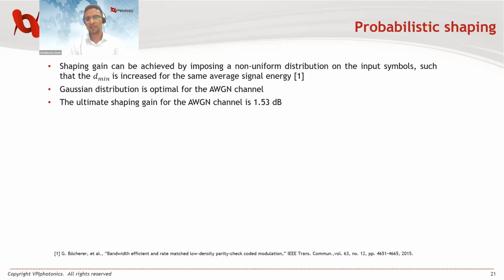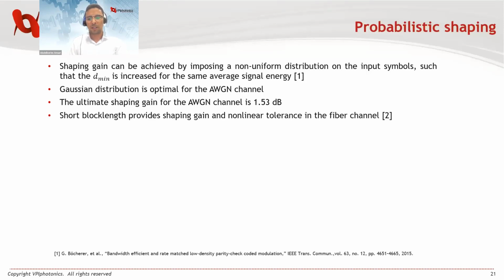And this gain increases with the block length. So the higher the shaping block length, the higher the performance. In optical communication systems, it has been shown that short block lengths provide better performance than long block lengths, because they provide both shaping gain and nonlinear tolerance, especially when sphere shaping is used, because it also has low rate loss at short block lengths.